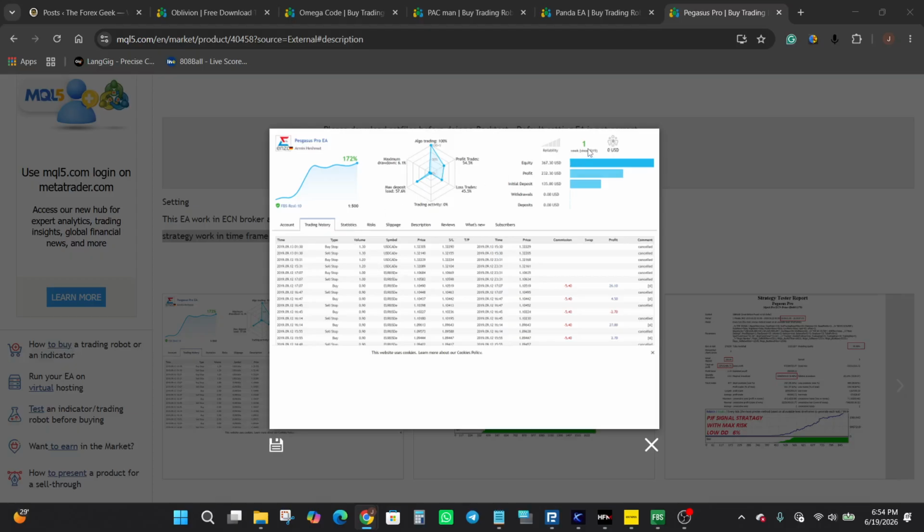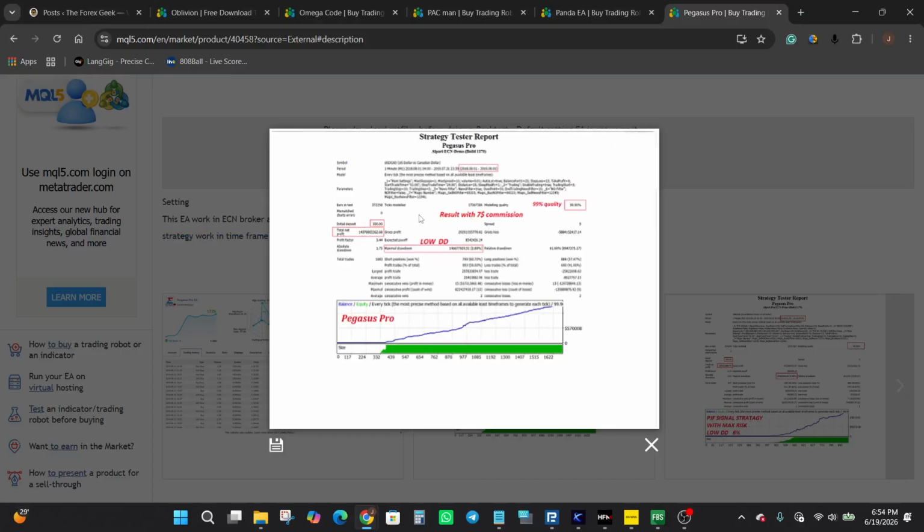This was just 1 week. This is a trading history of the Pegasus Pro EA. This is 1 week, 172%. Okay. All right, 2019. Let's see what we have here. The date is not very clear. Okay, the information here is not clear at all.